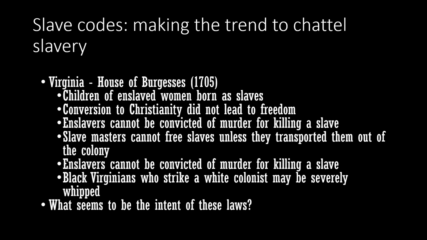Another thing we see as well is that they would also pass laws making it impossible to convict enslavers of crime for abusing and even murdering an enslaved African. And you also have it in some cases that that murder was only considered a misdemeanor for some of these folks. And again, this goes back to the problems of chattel slavery.